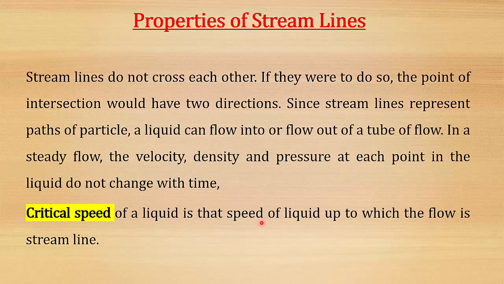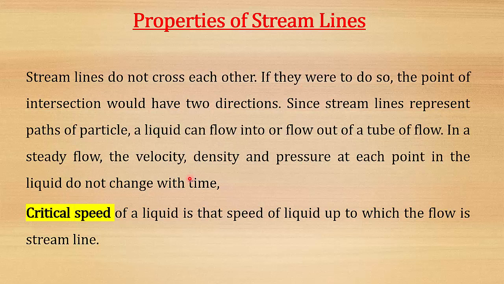Now come to the properties of streamlines. Streamlines do not cross each other. If they were to cross each other, the point of intersection would have two directions. Since streamlines represent paths of the particle, a liquid can flow into or flow out of a tube of flow. In a steady flow, the velocity, density and pressure at each point in the liquid do not change with time. So, remember, in a streamline flow, these streamlines do not cross each other.